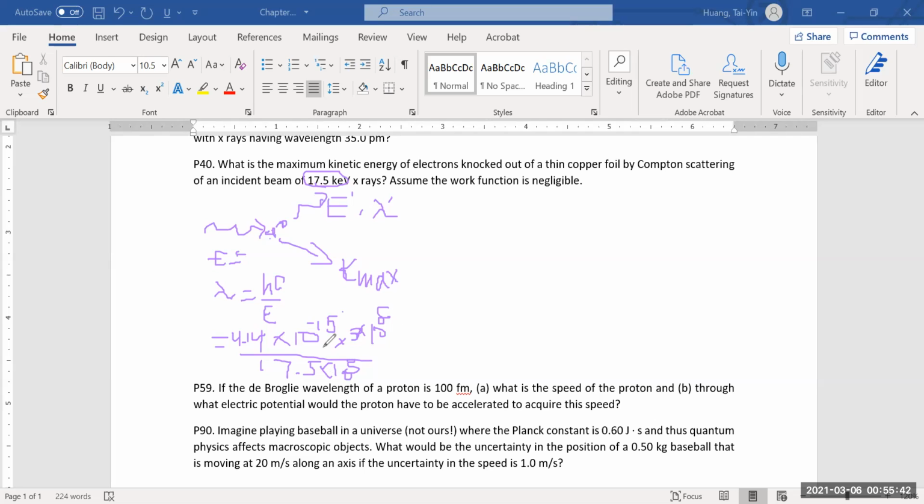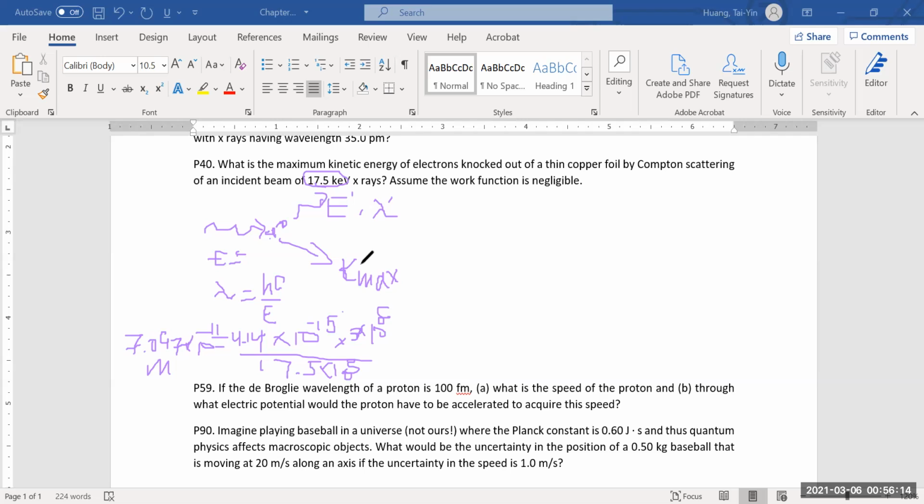After you do this, you'll get your wavelength in meters. So it's consistent. I will get my wavelength, which is 7.097 times 10 to the negative 11 meters. So that's the wavelength of the incoming photon. And we don't know the wavelength of the outgoing photon, and we don't know the maximum kinetic energy of the electron.